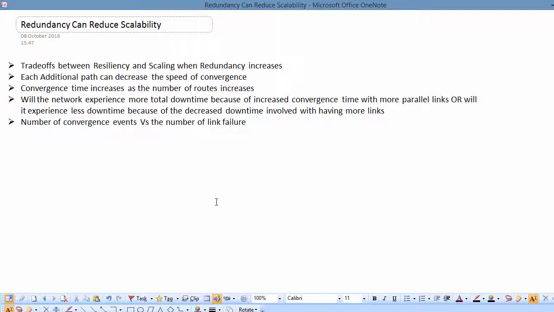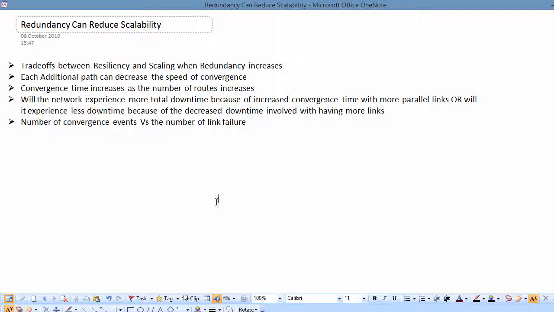Each additional path added to the network can decrease the speed of convergence in the network. If you consider the job of a routing protocol and how routing protocols operate, this makes sense. The more paths that a routing protocol must examine before determining the best path to a destination, the longer it is going to take to determine the best path. Again, this is often too difficult to quantify, because when your routing protocol converges, it depends upon how many different paths it needs to take into account. So you can see that the convergence time increases as the number of routes increases, as you would expect in all routing protocols. As the number of paths available increases, the convergence time also increases.